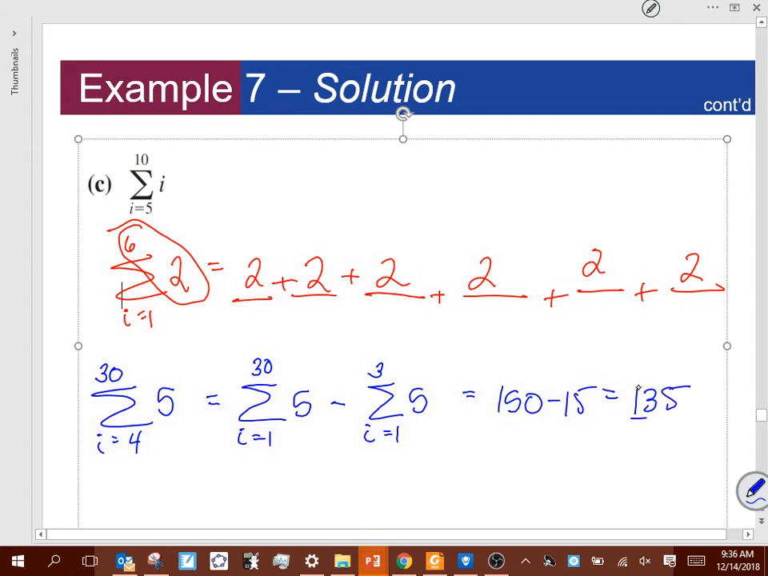That can be 135. Okay, so if I wrote down the 4th term, the 5th term, the 6th term, all the way out to the 30th term, and add those all up, I'm going to get 135. Okay, that's the most simplistic way of doing it because it's really easy to find those sums of 5 to 30 and 5 to 3, right? But that is a simplistic way of showing what we would do in the next couple examples if we were not starting at 1 in our next couple examples.